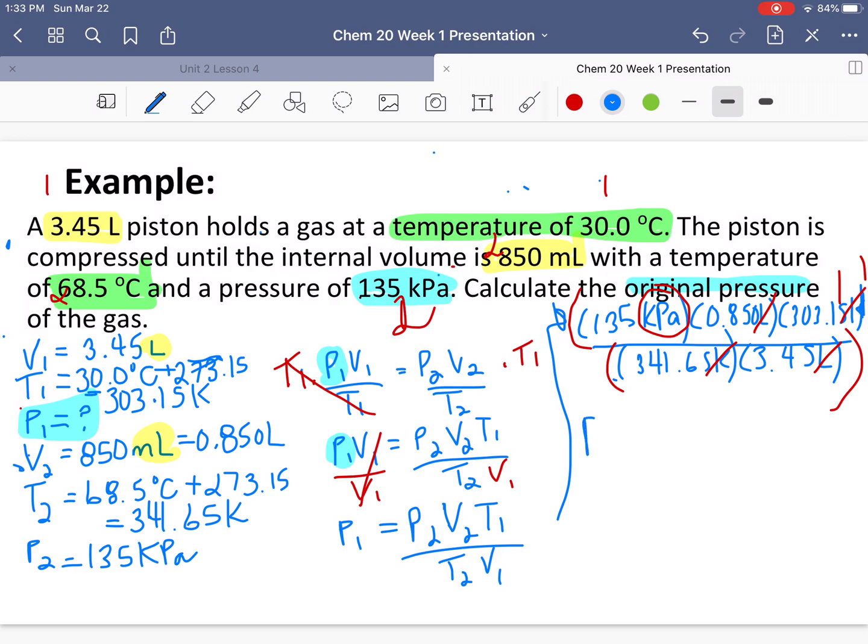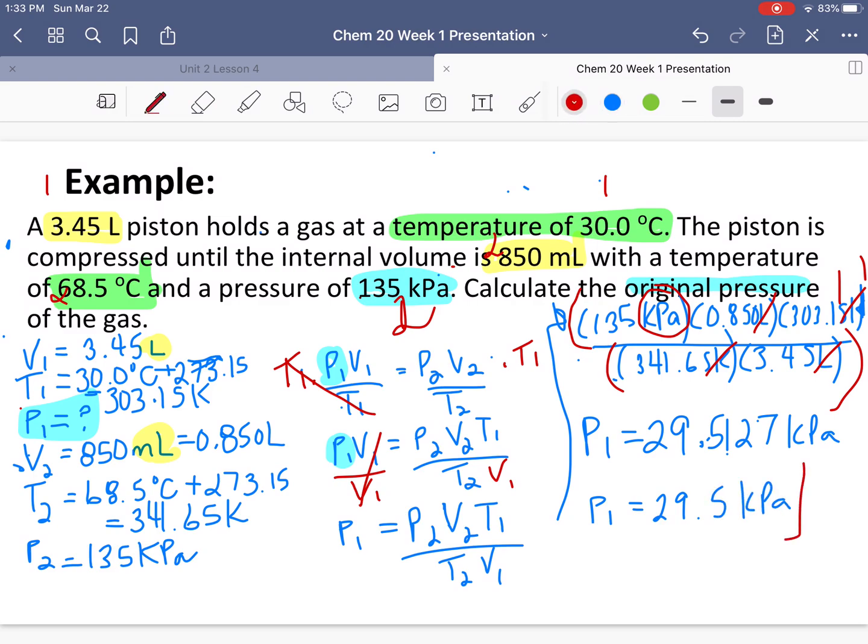When everything gets worked out, we get that P1 is equal to 29.5127. Keeps on going. Sorry, my pen stopped working. There we go. 29.5127 kilopascals. Go back to the question. Everything's got 3 sig digs, so your answer needs to have 3 sig digs as well. 29.5 kilopascals. Life's good. Got it. 3 sig digs. All right.